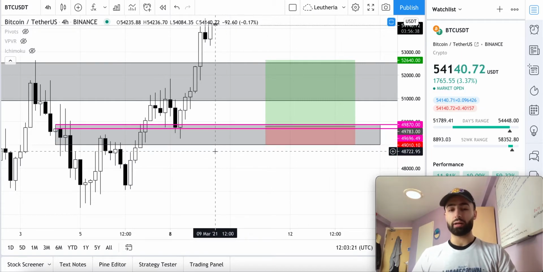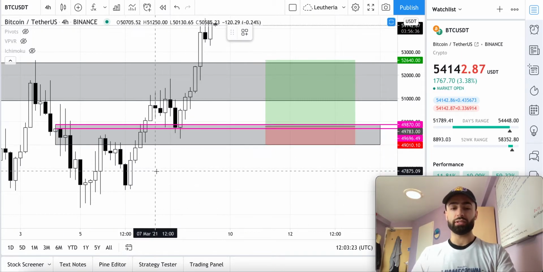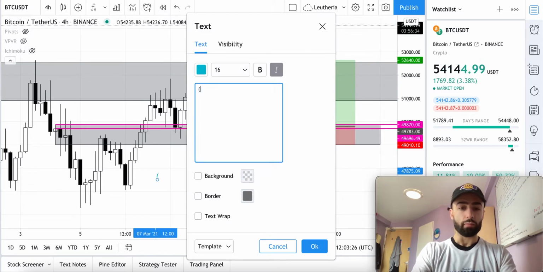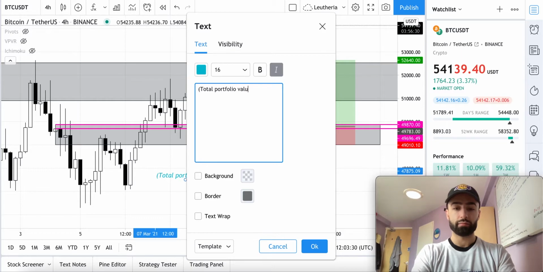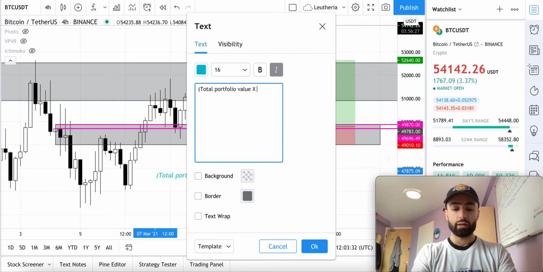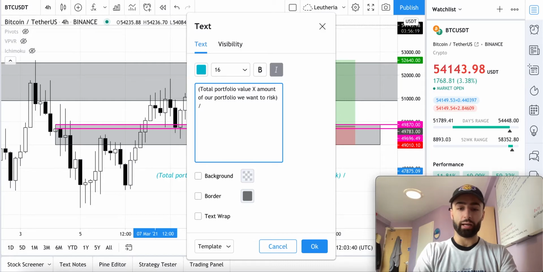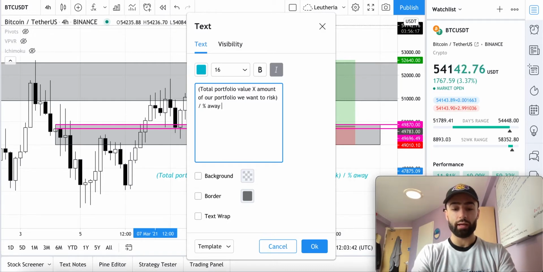Then we need to calculate our position size. And our position size calculation is going to be our total portfolio value times the amount of our portfolio we want to risk on the trade, divided by the percentage away from our stop loss. Percentage away our entry.